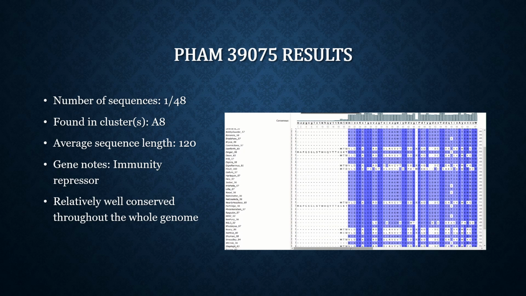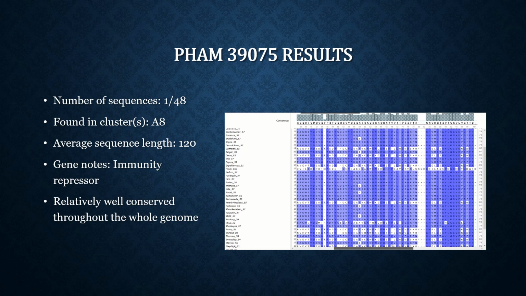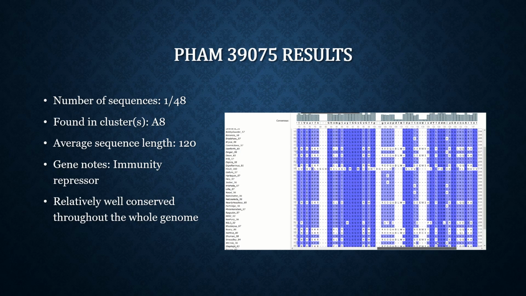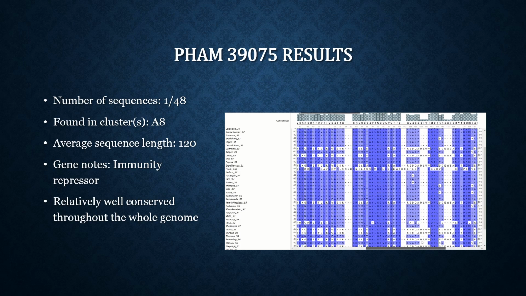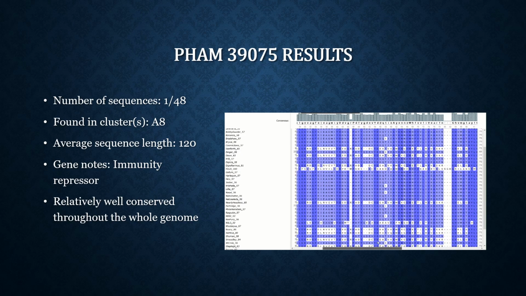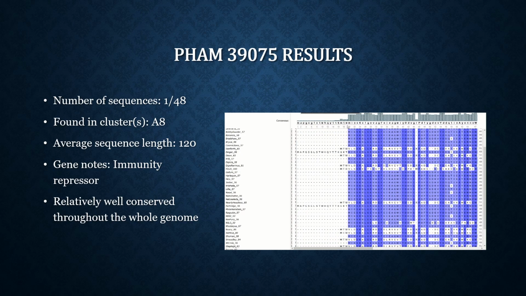So, FAM number 38075, I was looking at 1 sequence, but there were 48 in the FAM total. They were found in cluster A8. Average sequence length was 120 amino acids. Gene notes included immunity repressor, and it's a relatively conserved genome throughout the whole genome.